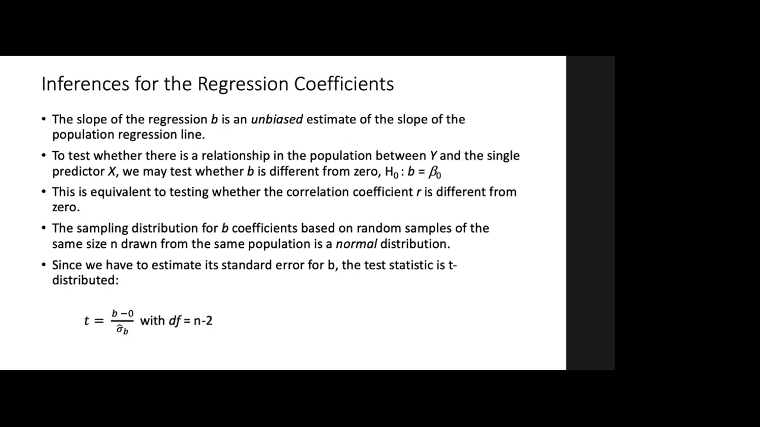And due to the fact that we have to estimate the standard error for B, the standard error of the sampling distribution, the test statistic follows a t-distribution. So the same logic: we have to estimate the standard deviation. That's why the test statistic follows a t-distribution. And again, the test statistic is exactly the same as for the correlation coefficient, with the same degrees of freedom, for the case that the true population correlation is 0.